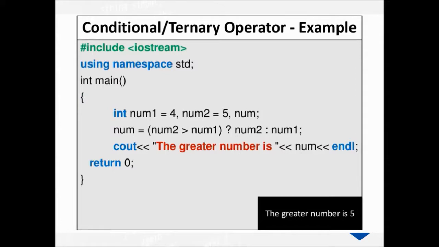Example of a ternary operator. In this example, we declare in our main program number1 and store value 4 in it, number2 and store value 5 in it, and then a variable num. Then we write num is equal to number2 greater than number1. If it is true, num is equal to number2, else number1. Cout the greater number is num. So this returns us the greater number is 5.